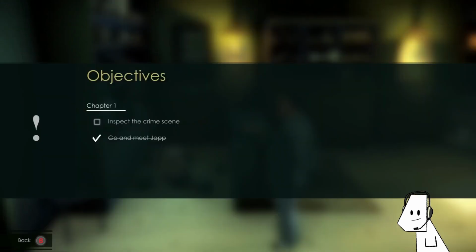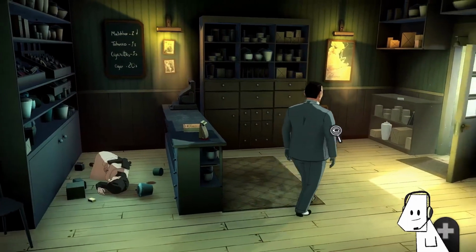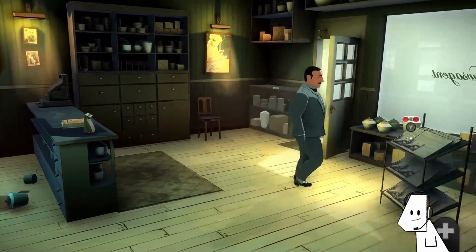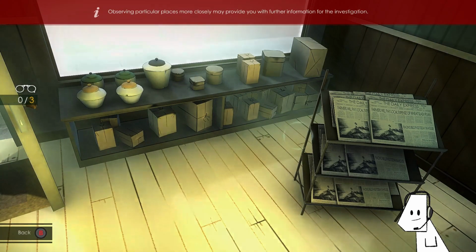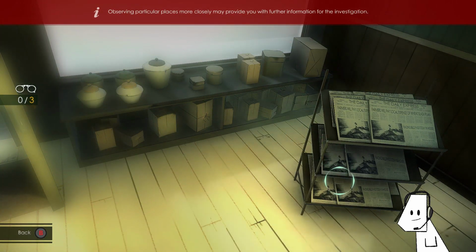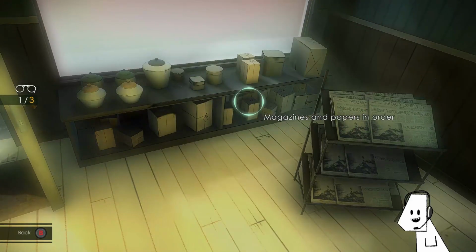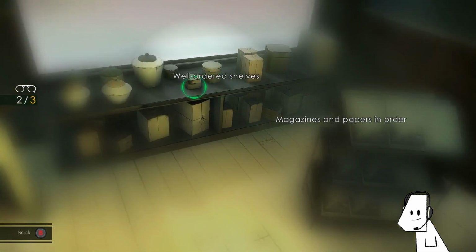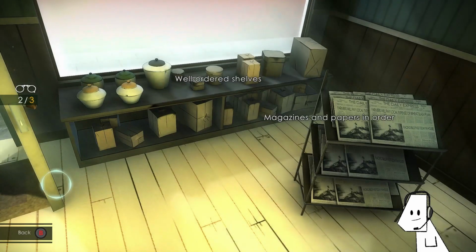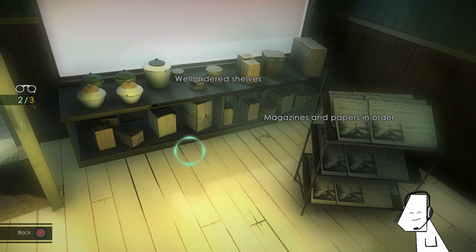What's this one? Inspect the crime scene. So we still have more to do at the crime scene from the looks of it. Oh, you know what? We should try walking around it. Might help. The place is unusually tidy for a crime scene. Okay, so this is a bit different. You have to focus in on stuff. It's interesting. And my controller's going absolutely insane.